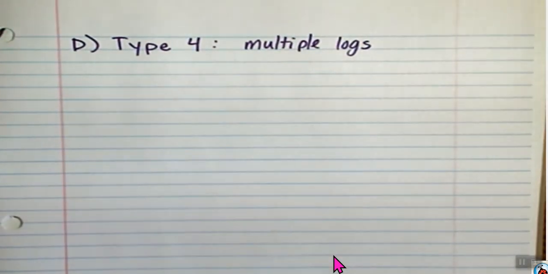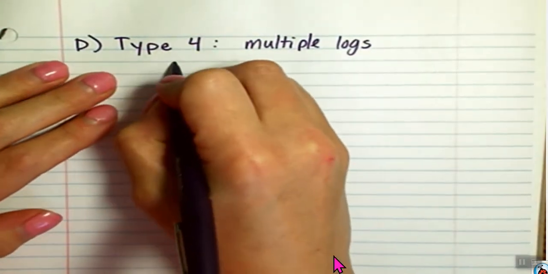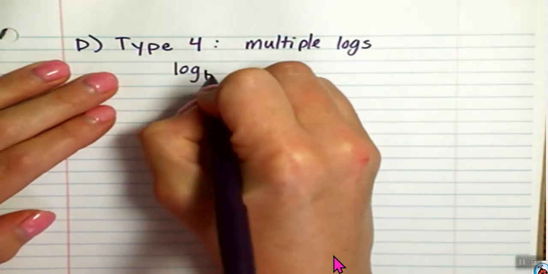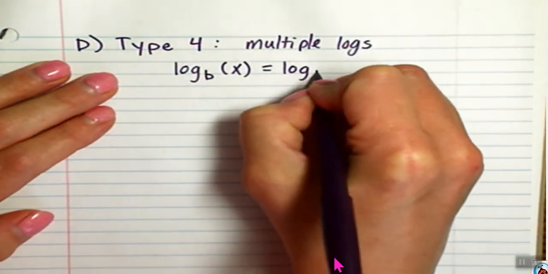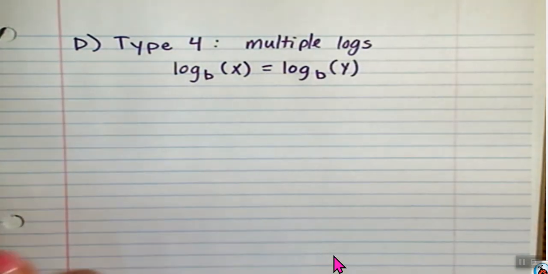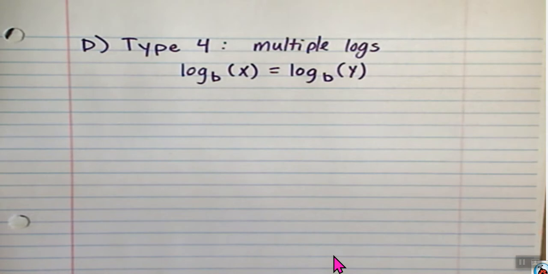Okay, so let's go ahead and do type 4, which is the last type of equation. And this one is going to have multiple logs. Basically, we are going to have an equation that can be simplified down to one log, right? Multiple logs, and in this case, exactly one log on both sides of the equation.